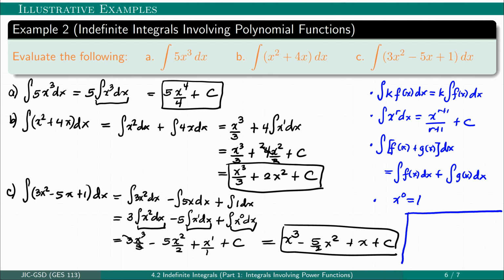Take note here, we have encountered the case wherein we have the integral of 1 dx, and we can simply rewrite this one as the integral of dx, and this is just equal to x plus c.